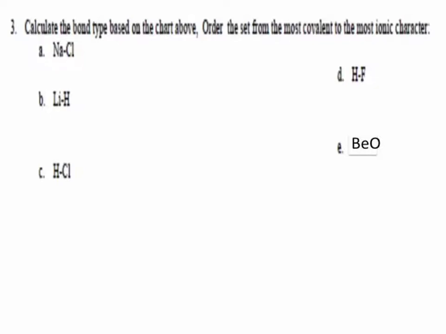So the very first one, NaCl, what type of bond is that? Ionic. And we know since it's ionic, we can do Coulomb's law, so QQ over R. We know we have a +1 times a -1, and we don't know the radius, so we're just going to leave that alone for right now.